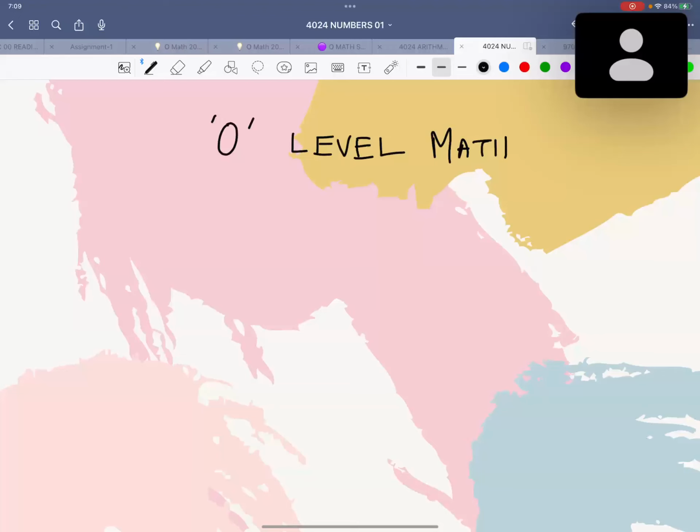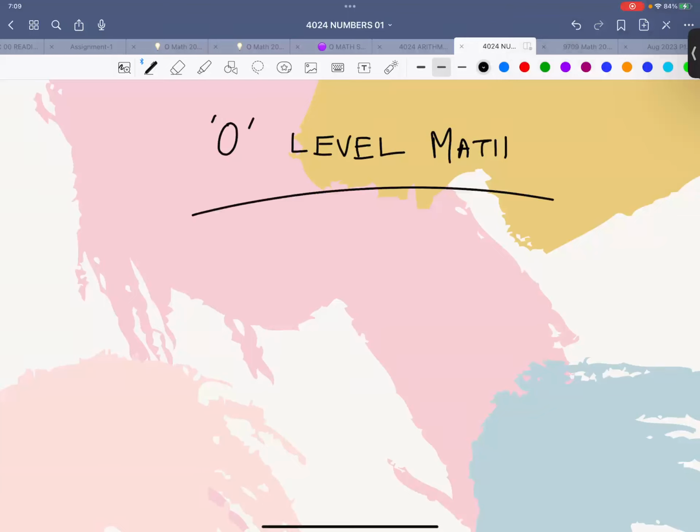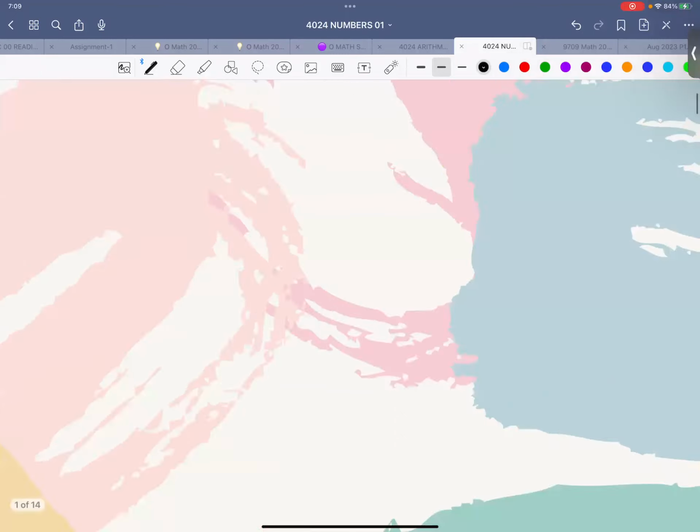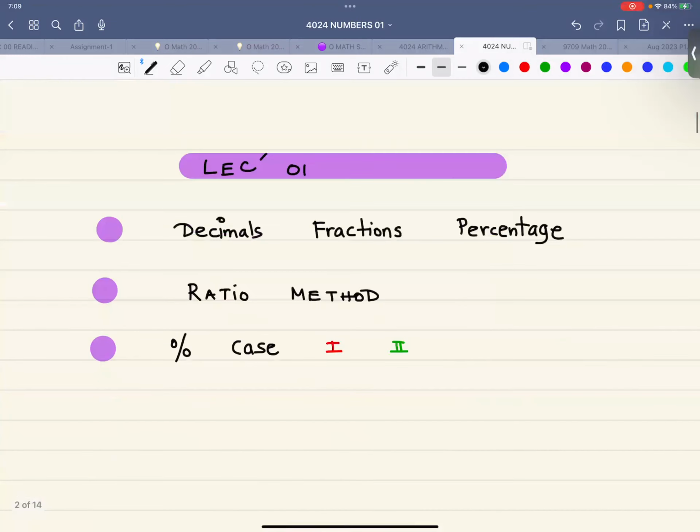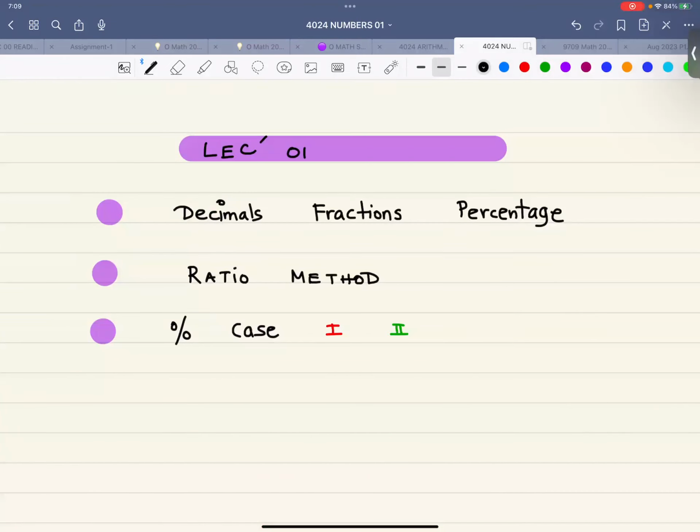We are starting with the second class of O-level math. We are focusing on numbers. That's another name for arithmetic. In the first class, what we have studied, let's just go through it. In lecture number 1, this is what we have studied so far.